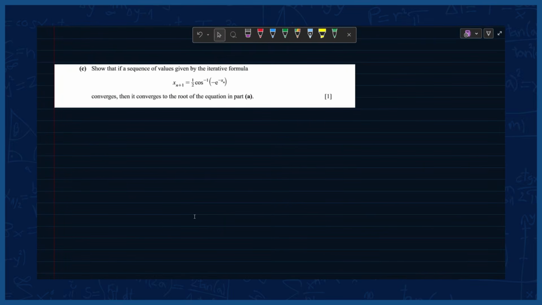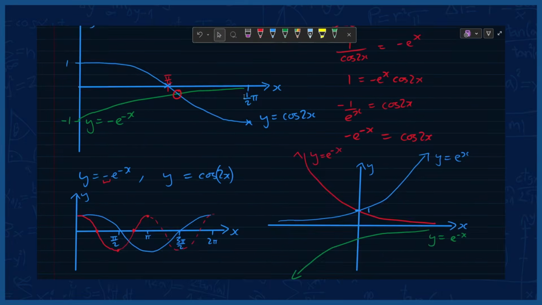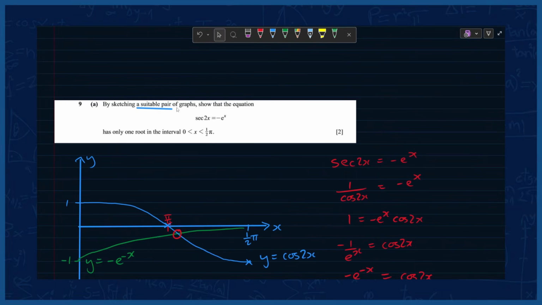But see, if you've never seen this question before, the English probably doesn't make sense. But show that if a sequence of values given by the iterative formula x n plus 1 is equal to half arc cos of negative e to the negative x n converges, then it converges to the root of the equation in part A. Okay, so what they're saying is that if we take this iterative formula and we carry out our iterations and we get an answer from this iterative formula, does this mean that the answer we get from this iterative formula is the same as the answer to this equation in part A?